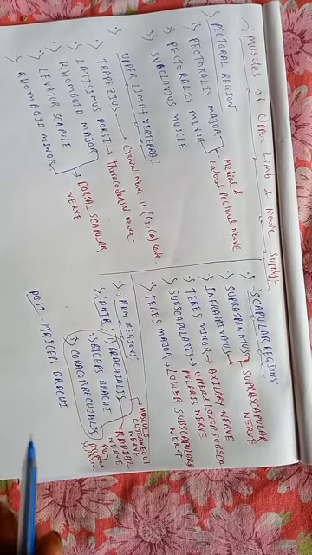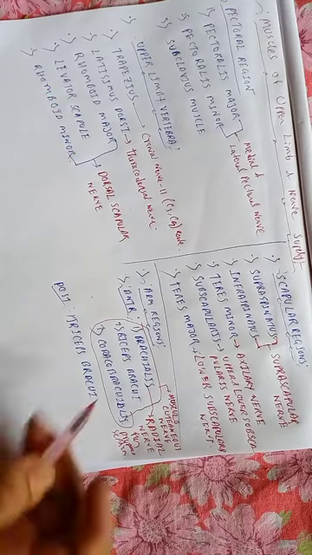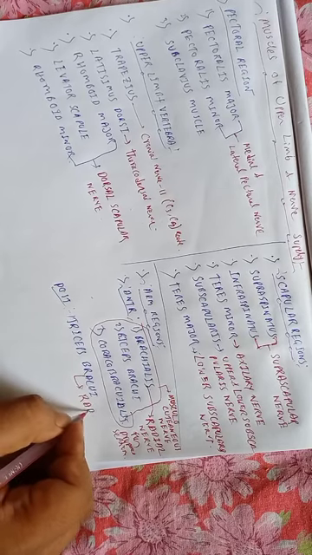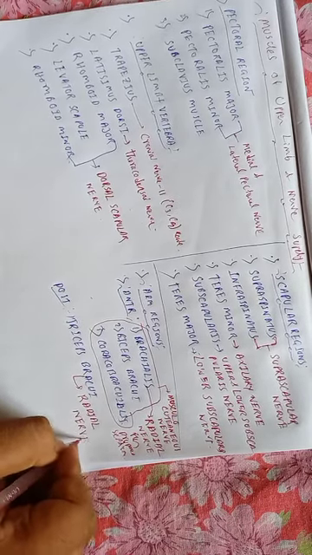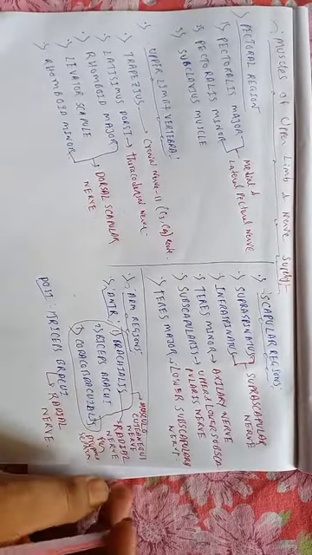Now, guys, we have the triceps. This will be supplied by only whom? By the radial nerve. Okay, guys, now we have the forearm region.